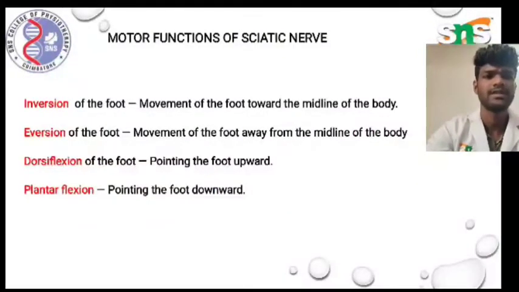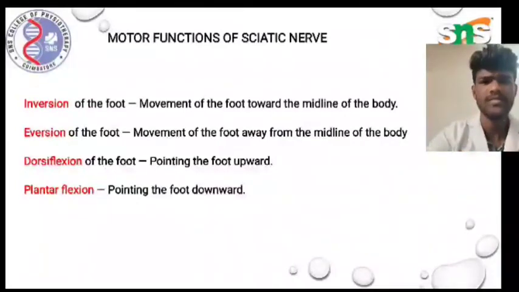Motor function of sciatic nerve: inversion, eversion, dorsiflexion, plantar flexion. Inversion of the foot: movement of the foot towards the midline of the body. Eversion of the foot: movement of the foot away from the midline of the body. Dorsiflexion of the foot: pointing the foot upward. Plantar flexion: pointing the foot downward.